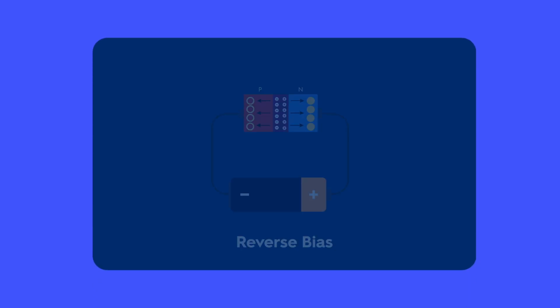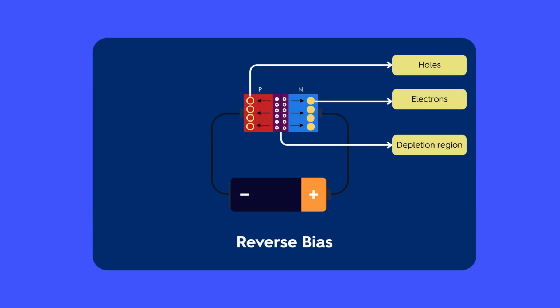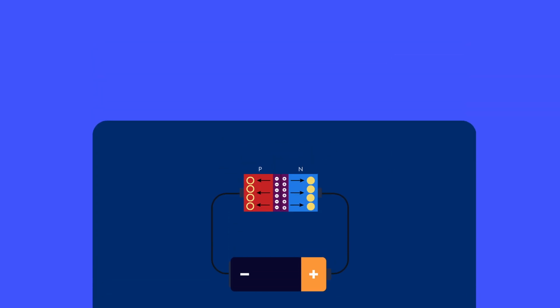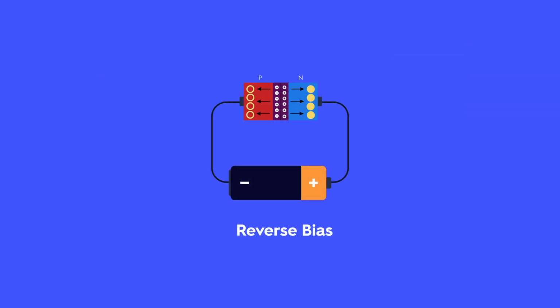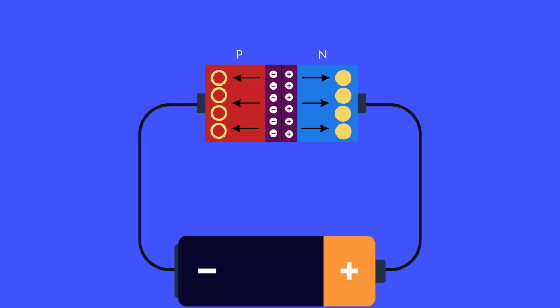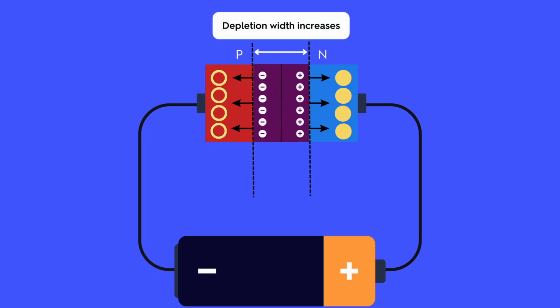Now we reverse the connections. P to negative, N to positive. As we increase the reverse voltage, the applied electric field pulls the majority carriers away from the junction on both sides. When those majority carriers move away, they leave behind more uncovered ions. That means the depletion region gets wider, so the no man's land in the middle grows, and it becomes even harder for charges to cross.